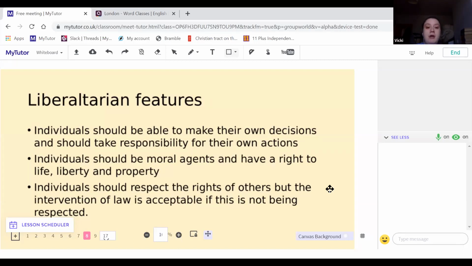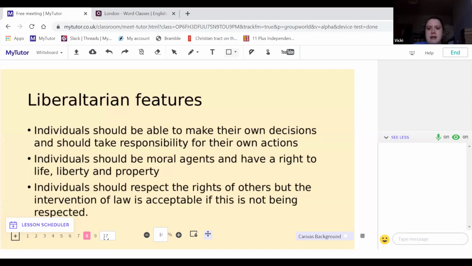So moral agents meaning that we have a conscience and we should know what is right and wrong. Therefore, we should be able to decide what we can do with our freedom, our liberty, and our property. That we should respect the rights of others, but in the cases where we really violate that, law can come in and stop somebody from being disruptive to a happy community, essentially.